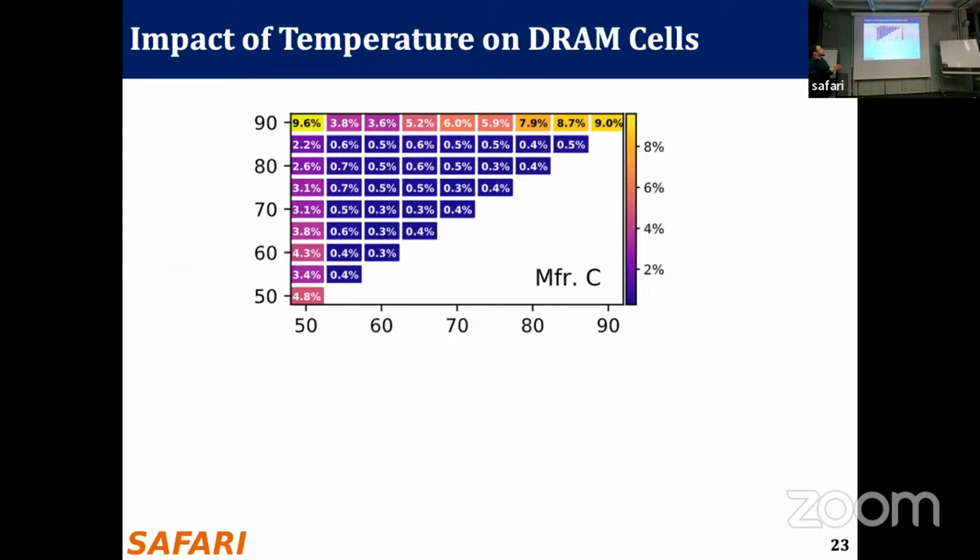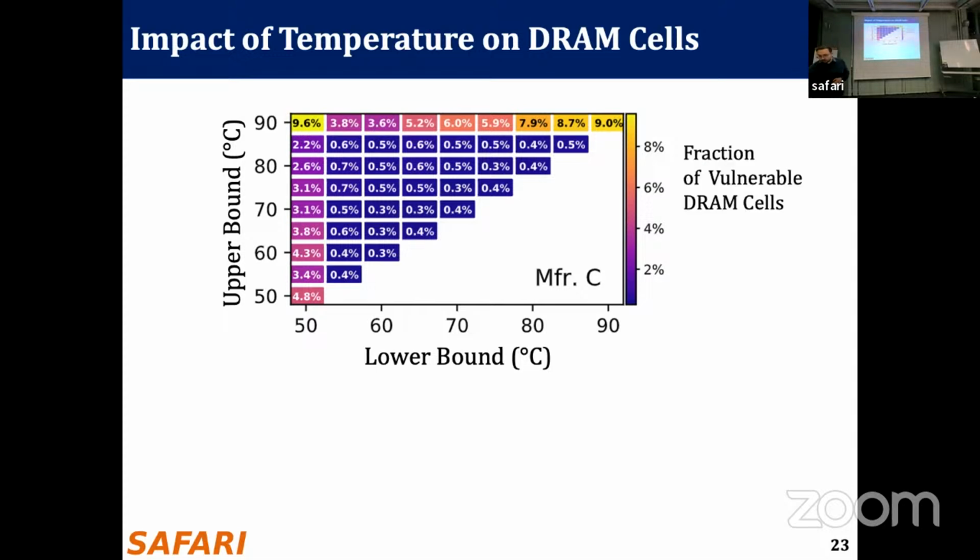This is a population density kind of plot. On the x-axis, we have the lower bound of the vulnerable temperature range, and on the y-axis, we have the upper bound. The color scale shows the fraction of vulnerable DRAM cells, and within every small rectangle, you see the fraction of DRAM cells that fall into that region.